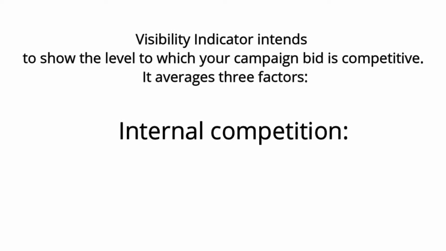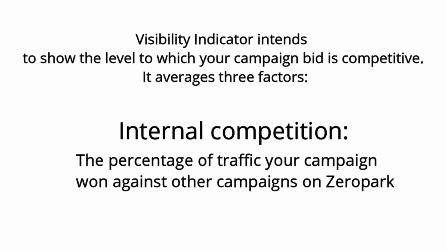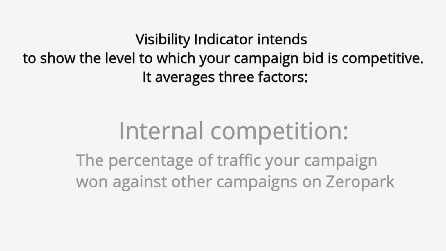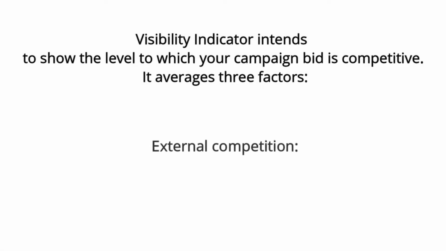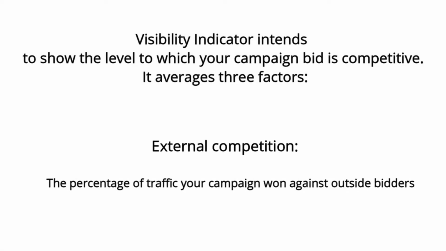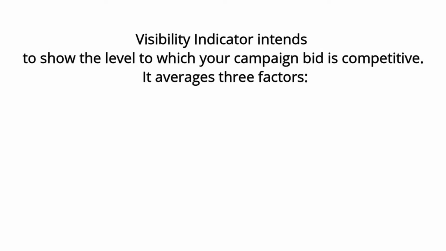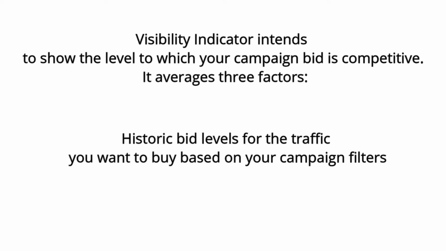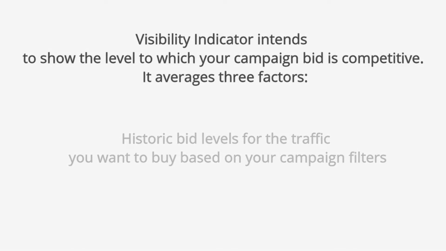First, internal competition, which is the percentage of traffic your campaign won against other campaigns on Zeropark. Next is going to be your external competition, the percentage of traffic your campaign won against outside bidders. And then your historic levels for traffic you want to buy based on your campaign filters.